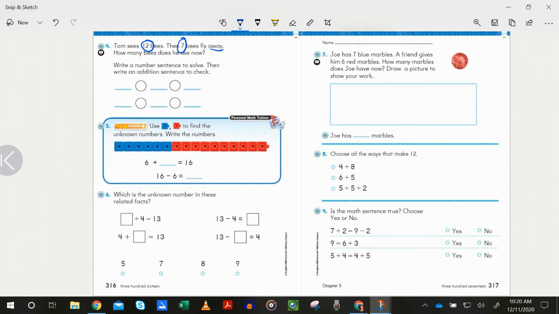Okay, number 6. Which is the unknown number in these related facts? So we have 4 related facts here, 2 addition, 2 subtraction, just like usual, but we are missing one of the parts. What is the part missing? Is it 5, 7, 8, or 9? Okay, just fill in a bubble for which part is missing, and then you can put that number up in the squares to make sure it really does make sense here.